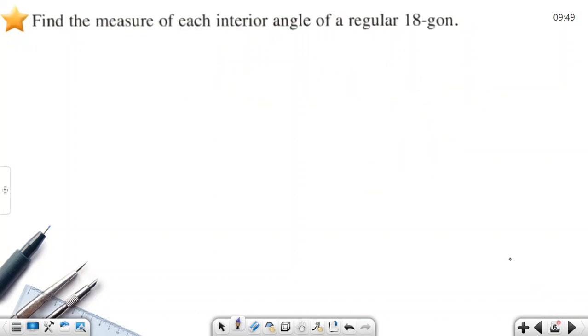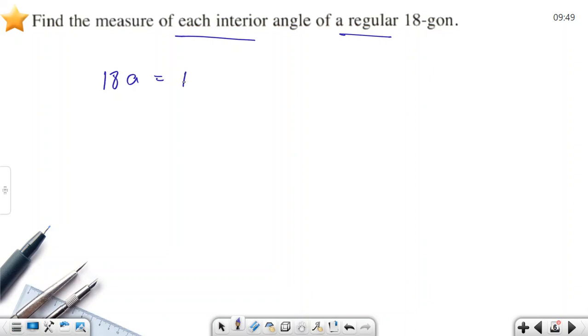Same question: find the measure of each interior angle. Be careful. It looks like the same question, but it's a regular polygon and asks for each interior angle. If we know all interior angles are equal, when we talk about regular, they are all congruent. So if one of them is angle, I have 18 of them. I will say 18 times angle. These are the sum of the angles.